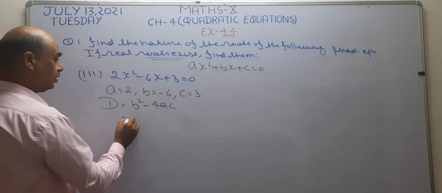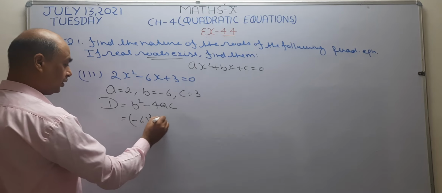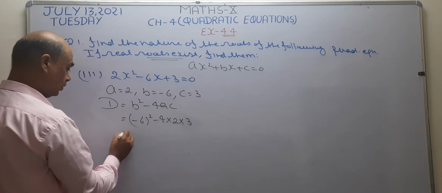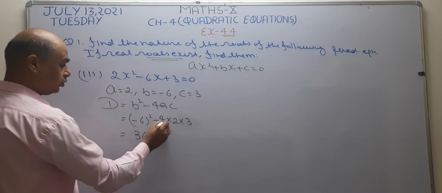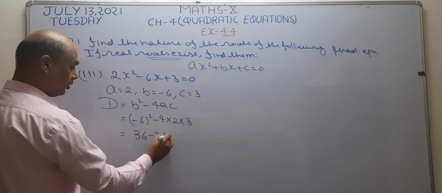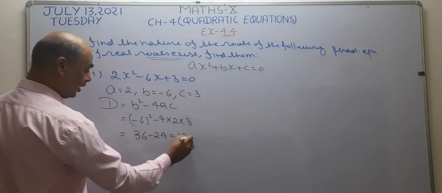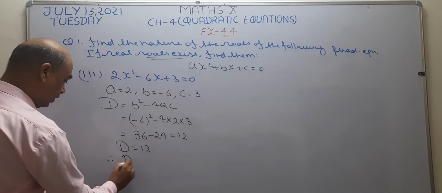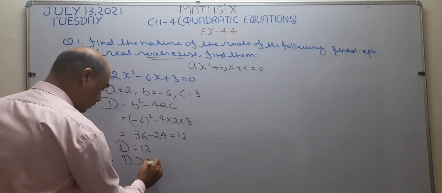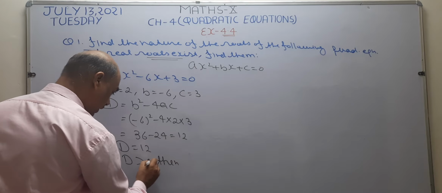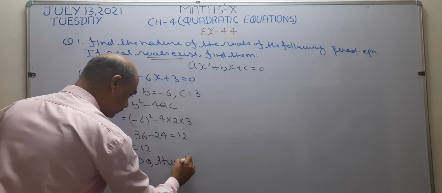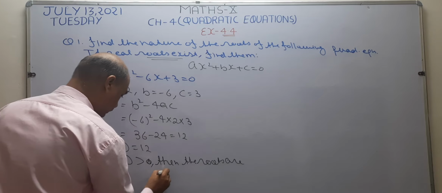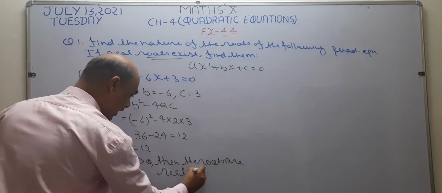Now what is B? B is minus 6. 4. A is 2. C is 3. So this becomes 36. 2 4s are 8. 8 3s are 24. So this is going to be 12. The value of D becomes 12. So therefore D is greater than 0. Then when D is greater than 0, the roots are real and distinct.